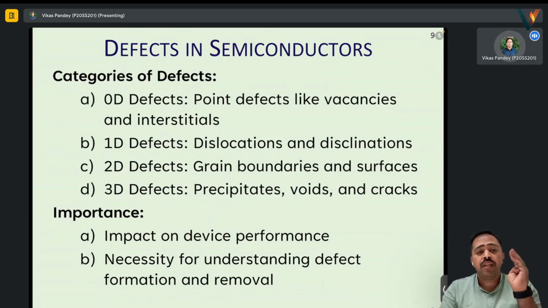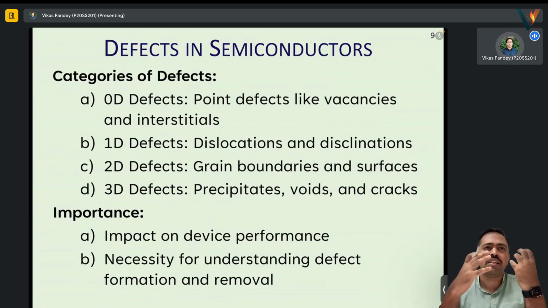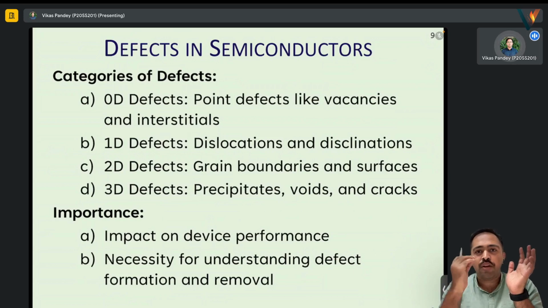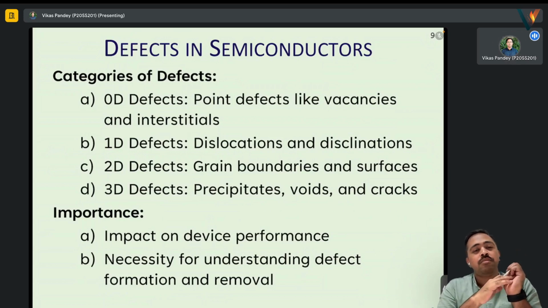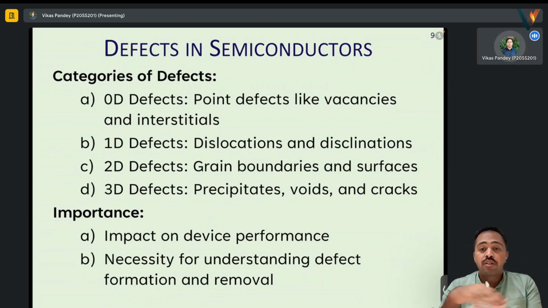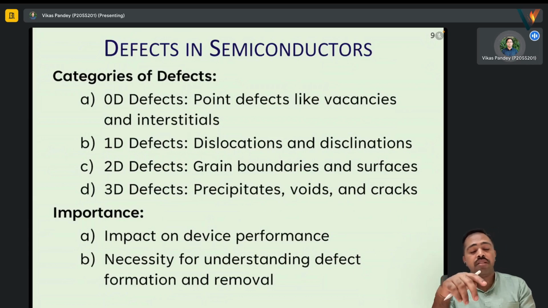Defects can be categorized into four types. 0D defects, that is point defects like vacancies and interstitials. So you can say something at the atomic level. Okay, these are zero dimensional defects. Then comes 1D defect, that is one dimensional defect. In this case, they are dislocation and disclination. That means you can say a straight line or a line kind of defect is a 1D defect. As we know, a line is something that doesn't have a width and height but has a length.